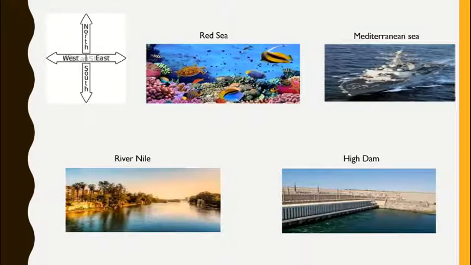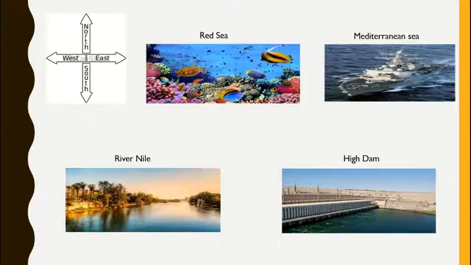Okay, next you have north, south, east, and west. We use these four words to point out the directions or to point out a location of something on the map. So when I say north, I mean upwards. When I say south, I mean downwards. When I say east, I mean to the right, and west is to the left.